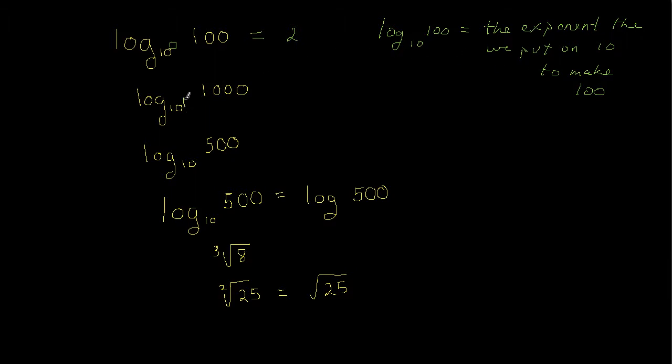What number would I fill in this little square if I wanted it to equal 1,000? Well, the answer, which I write over here, not here, is 3, because 10 to the power 3 equals 1,000. Okay. Now this is a little bit harder question. It's asking me, what exponent do I have to write on 10 to make 500?